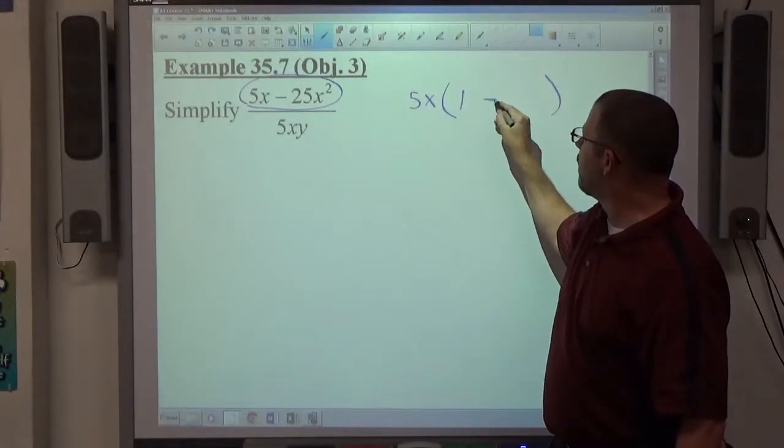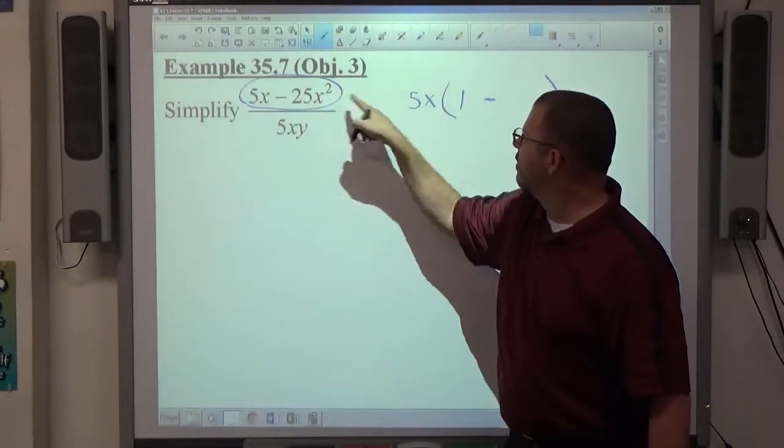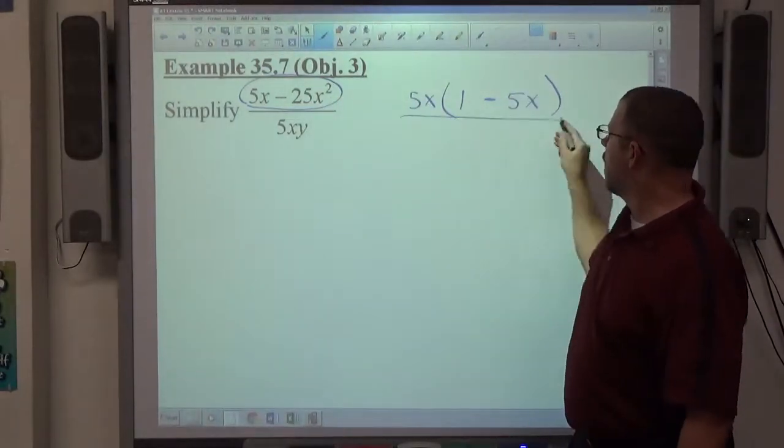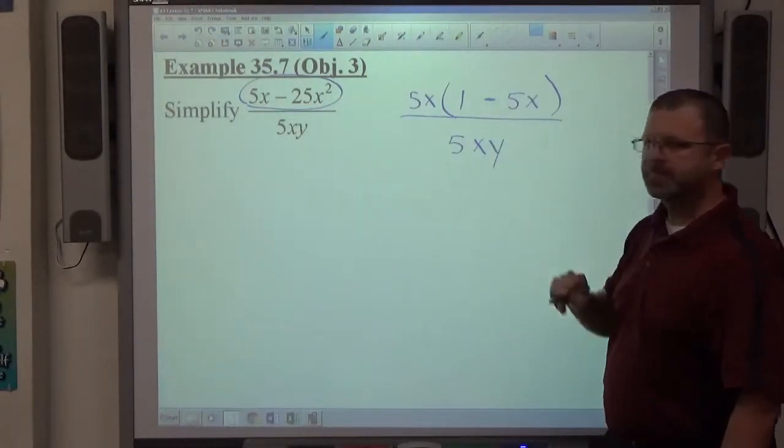That has to be written. The minus sign is what's in between them. 25 divided by 5 is 5. x squared divided by x is x. All that's over 5 times x times y.